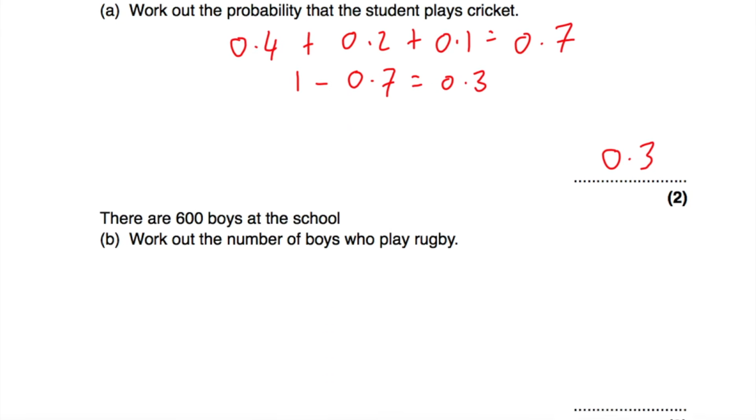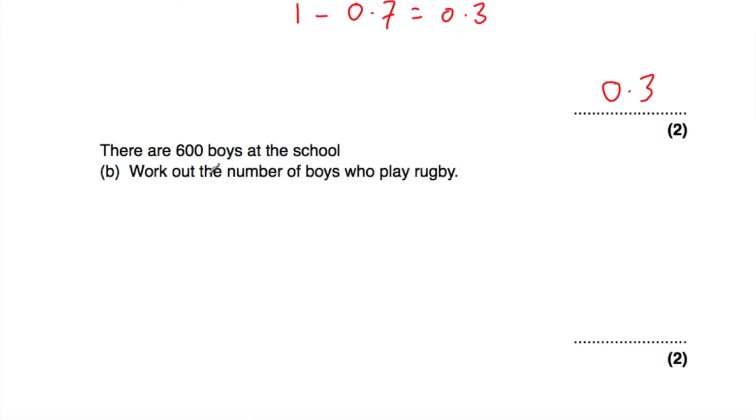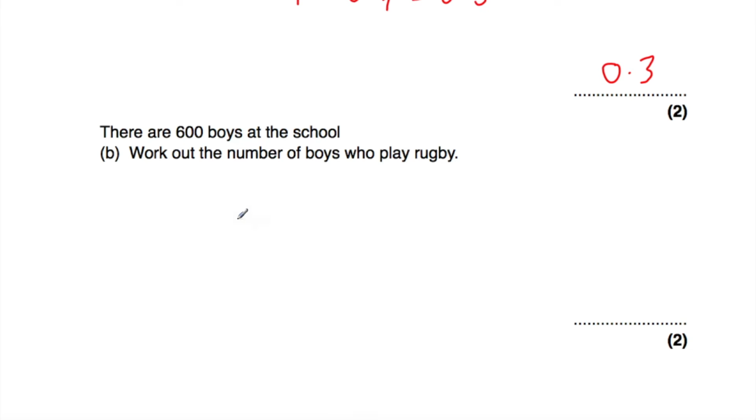Okay, and then if we go on down, we're told there's 600 boys at the school, and part B says work out the number of boys that play rugby. So if we times the probability that they play rugby, which is 0.4, and we multiply that by the number of boys that are all together, that'll tell us how many will play rugby.